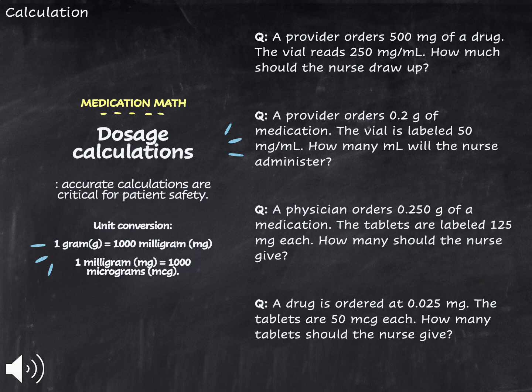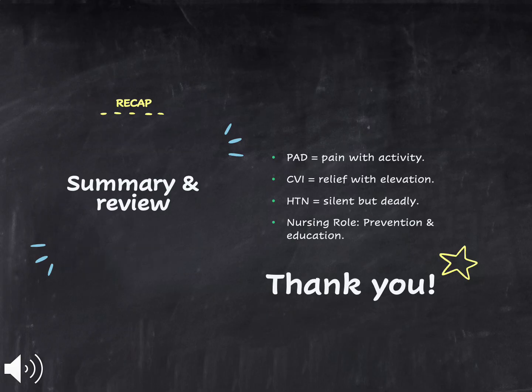When in doubt, always have another nurse verify your math, especially for high-alert medications like insulin, heparin, or opioids. So, the takeaway here is simple but vital: never rush your calculations. Accuracy isn't just good practice, it's what keeps your patients safe and builds trust in your professional judgment as a nurse. To close, let's review the essentials.